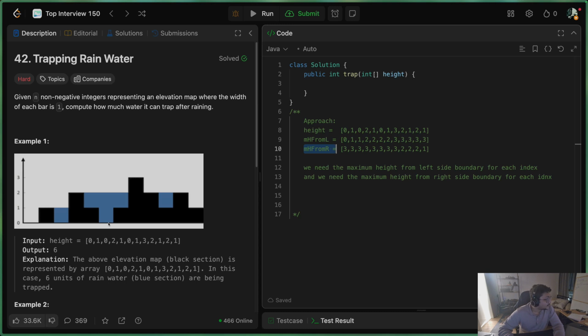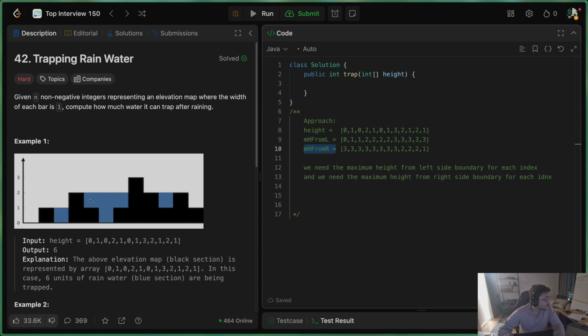Now, if we are at this elevation, which is 0, this is bounded by the minimum of whatever we are finding as the maximum from both left and right. So the minimum from both left and right is 2. And then we subtract the current height, which is 0, from 2. So we get 2 units of water at this position.